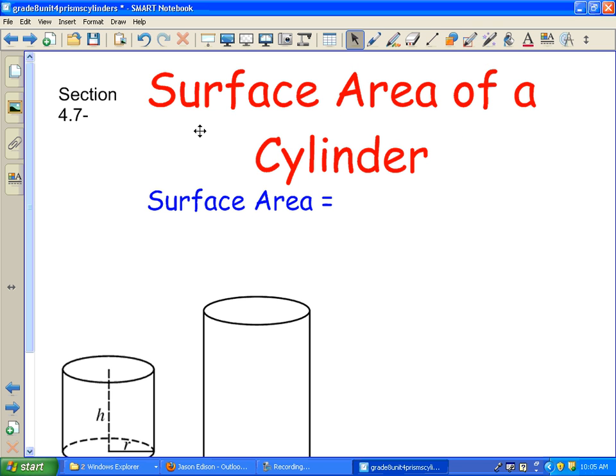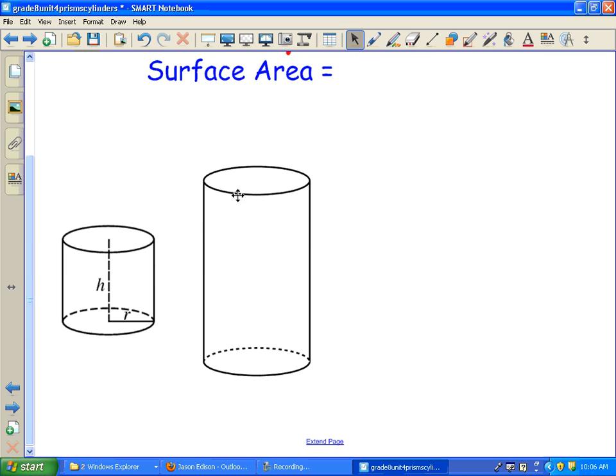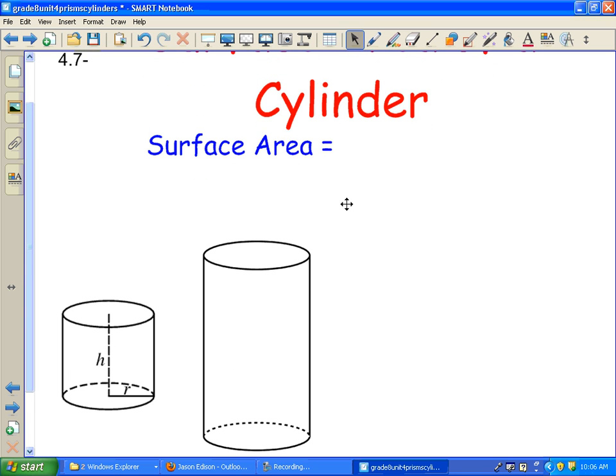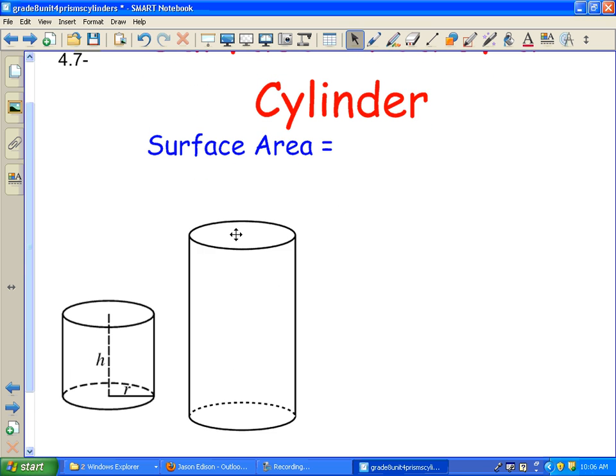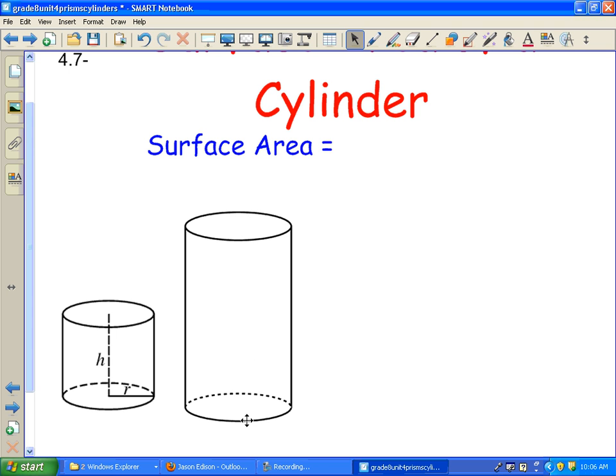Section 4.7, surface area of a cylinder. So remember what the surface area is going to be of a cylinder. The surface area, you're going to have to find all of the sides' area added up. And of course, if you look at a cylinder, there's no corners on this part, and the top and the bottom are both circles.